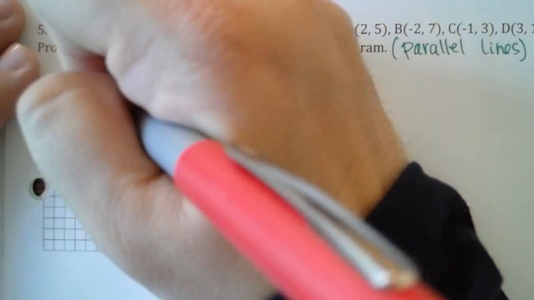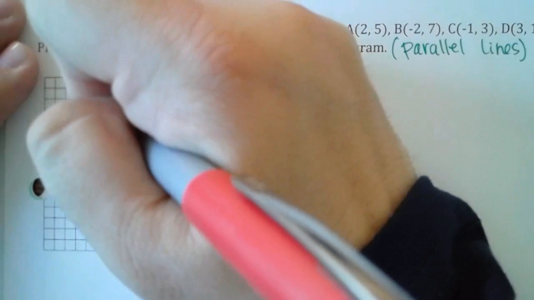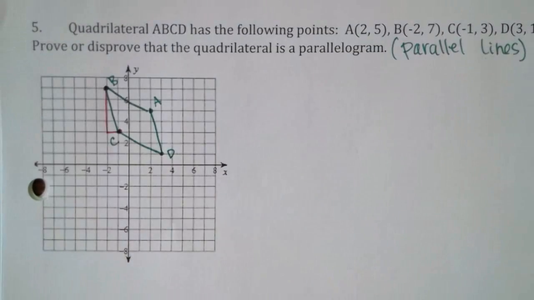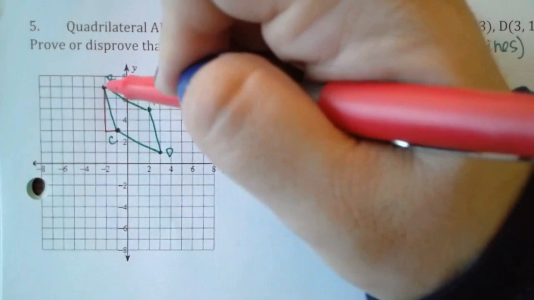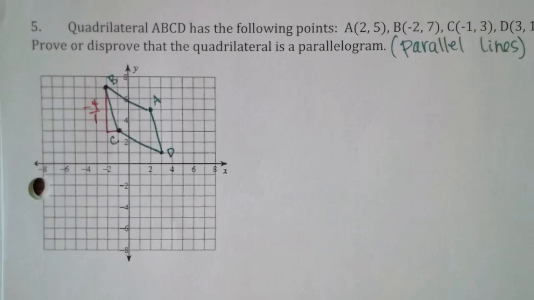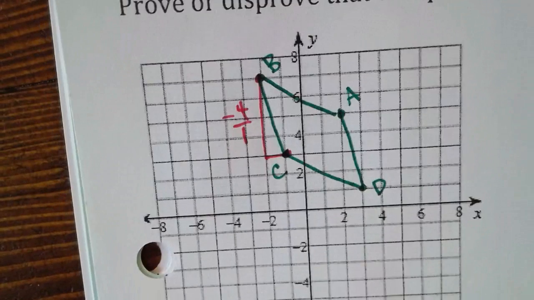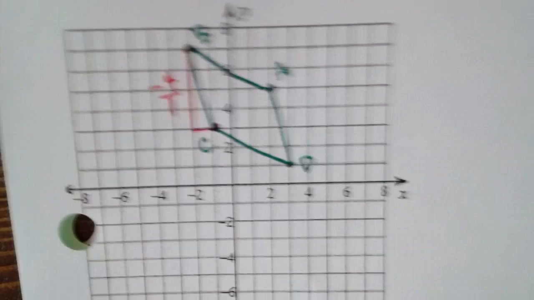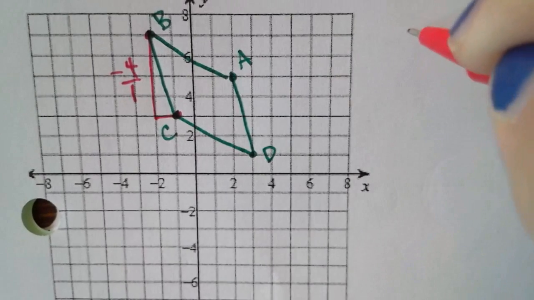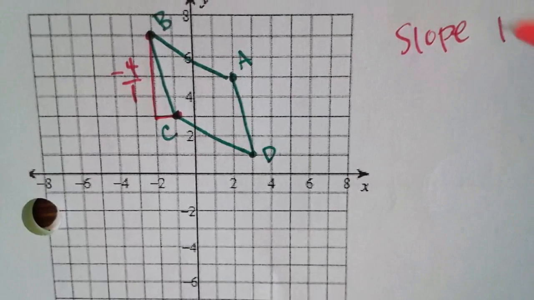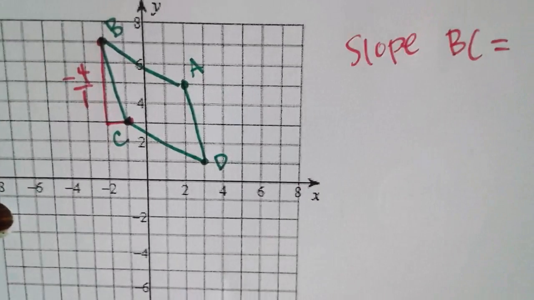So if I'm starting here and going down to C, I'm going to kind of make it into a triangle. What slope is that? I don't have to use a formula. I can just count because it's on a grid. I went down 4 over 1, right? So off to the side, I'm just going to put the slope of BC is -4.